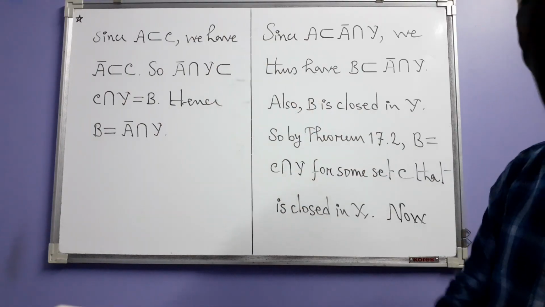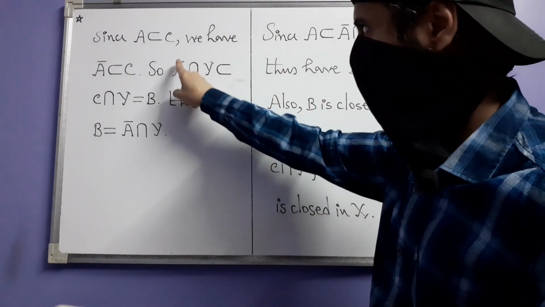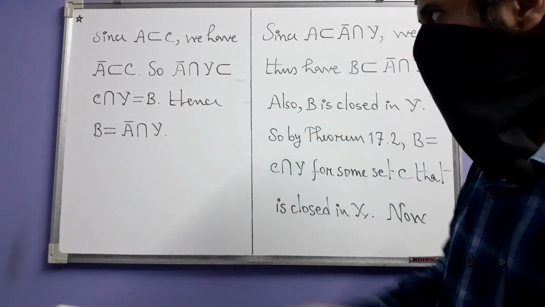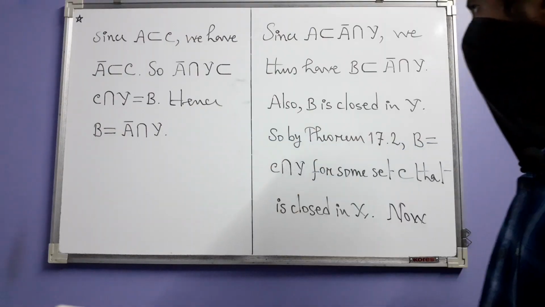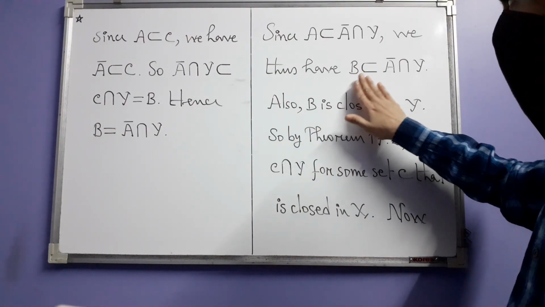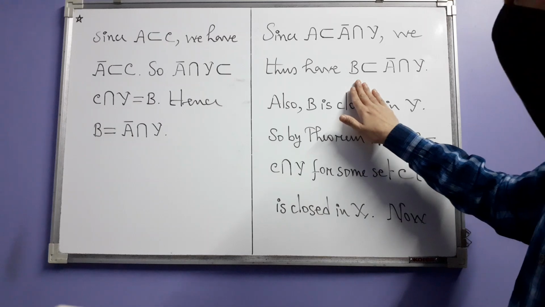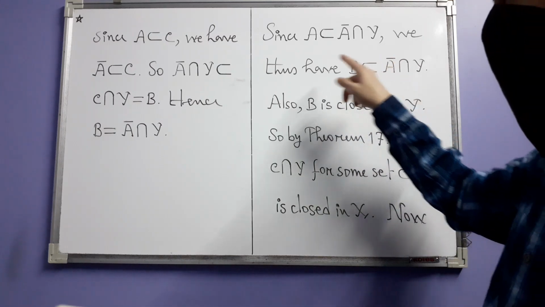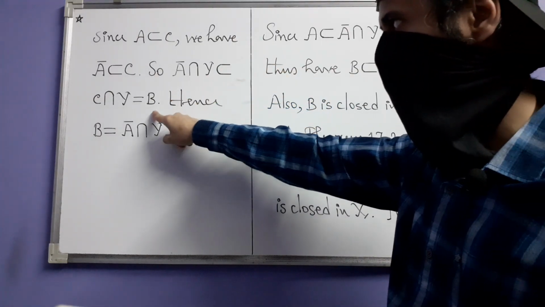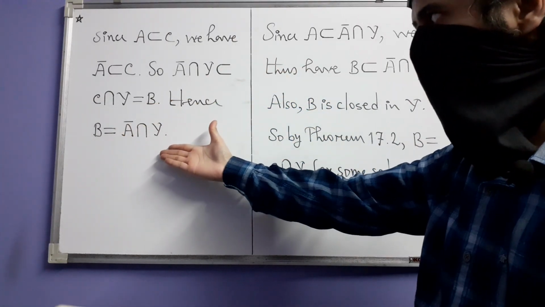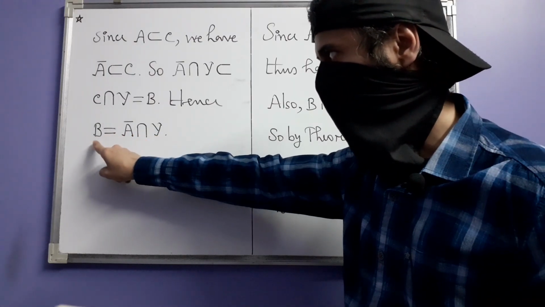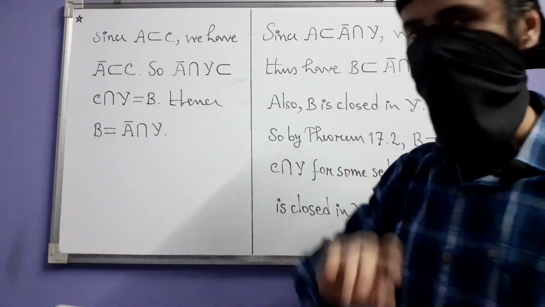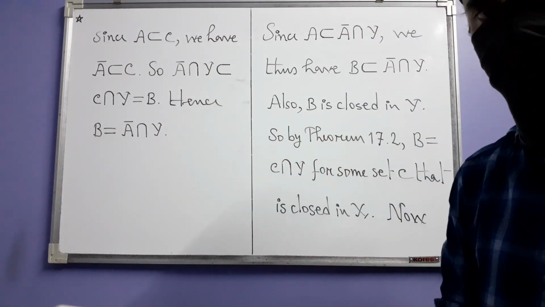However, what does this imply? It implies that A bar intersection Y then is a subset of C intersection Y, which however is B. So that's how you have the reverse containment of this one. This one says that B is contained in A bar intersection Y, and this one says that A bar intersection Y is contained in B, and that's why they are equal. That means the closure of A in the subspace Y equals the closure of A in X intersection Y. So here the proof ends.